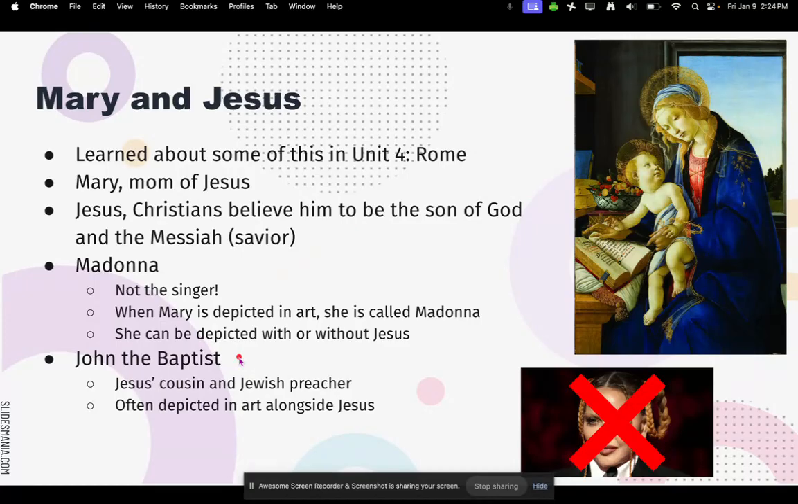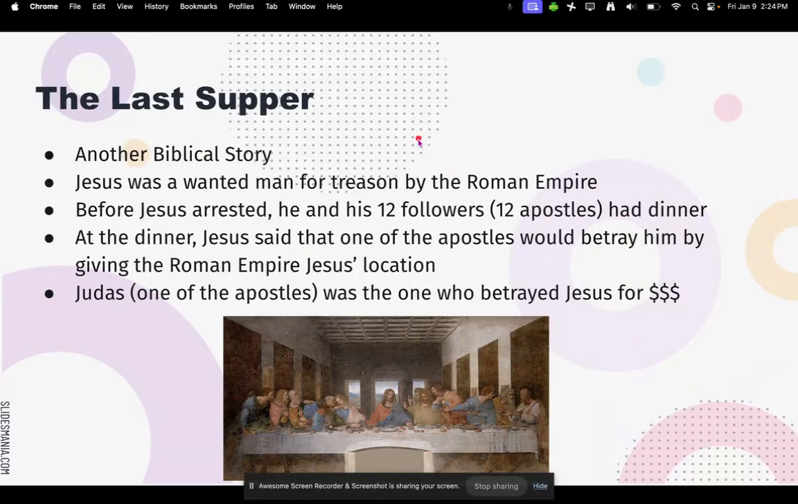And then we also have John the Baptist. He appears a lot in Renaissance art. He is Jesus's cousin and a Jewish preacher. He's often depicted in art alongside Jesus. The Last Supper is another biblical story from Christianity. Jesus was a wanted man for treason by the Roman Empire. Before Jesus' arrest, he and his 12 followers, called the 12 Apostles, had dinner. At the dinner, Jesus said that one of the apostles would betray him by giving the Roman Empire Jesus' location. That apostle ended up being Judas. He was the one who betrayed Jesus for money.